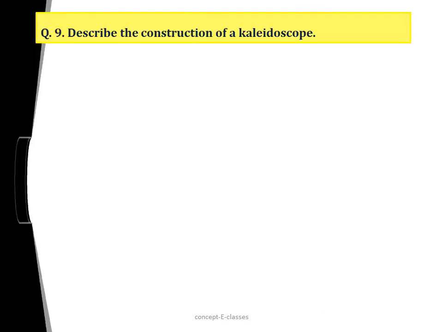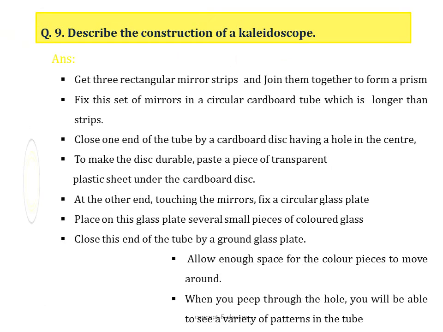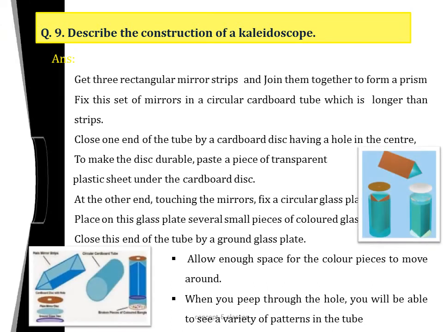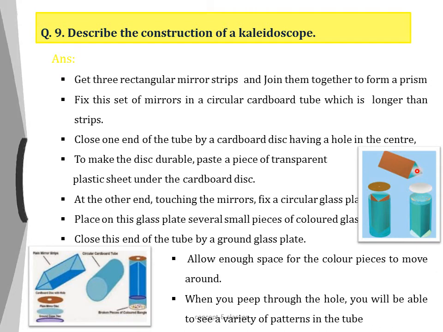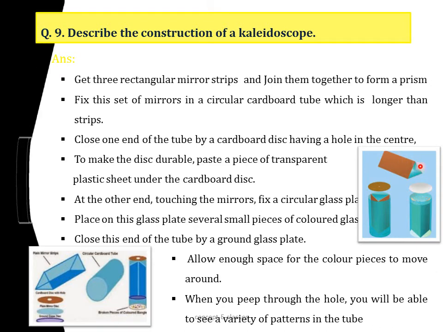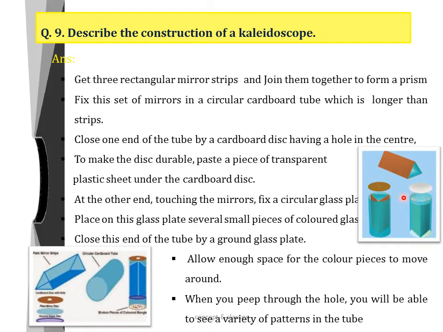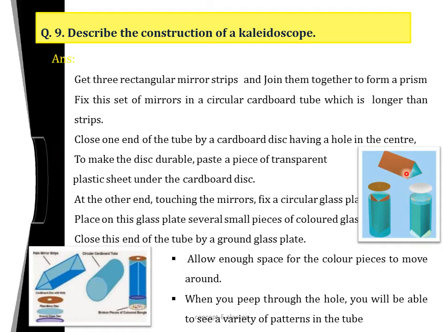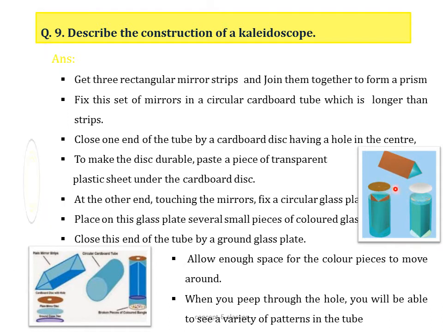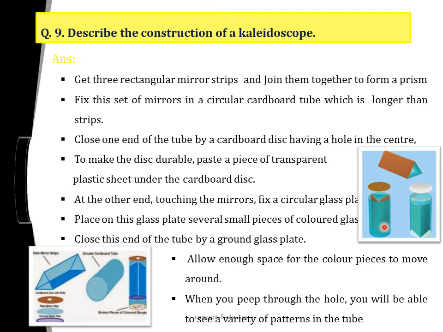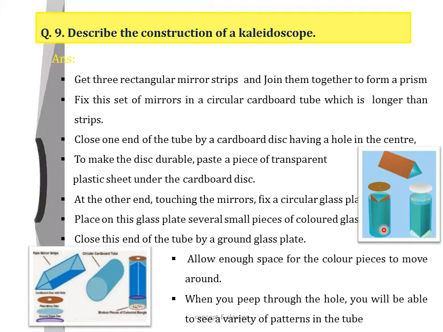Question number 9. Describe the construction of a kaleidoscope. So to make a kaleidoscope, get 3 rectangular mirror strips of size 15 cm long and 4 cm wide. Join them together to form a prism and fix this arrangement inside a circular cardboard tube. Make sure that this tube is slightly longer than the mirror strip.